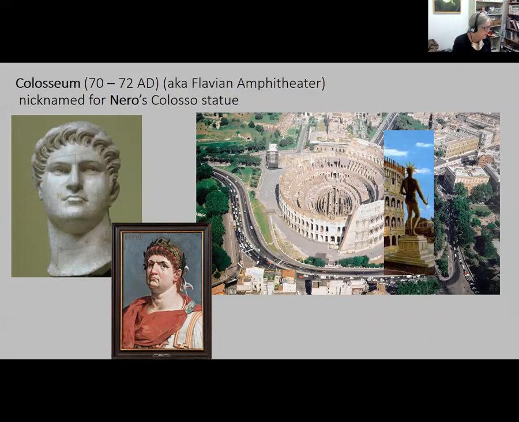So a place that used both barrel vaults and groin vaults was the Colosseum. This is why it's called the Colosseum: the Emperor Nero had a giant statue of himself made. The statue was apparently made out of gold, and everyone called this giant statue Colosso, like Colossus. So they named the Colosseum after him.